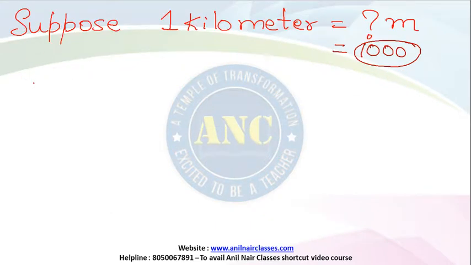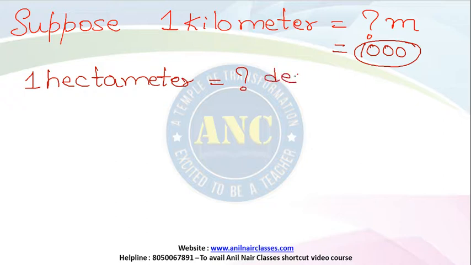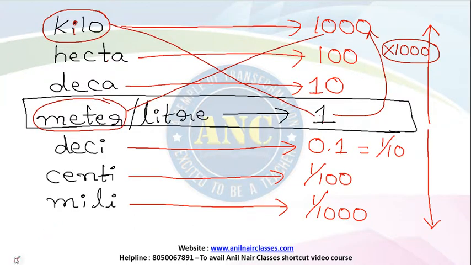Suppose one more example. I want to convert hectameter into decameter. 1 hectameter is equal to how much decameter? This is my simple question for my students. Now take those two parameters and then simplify. Very simple. 1 hectameter is equal to how much decameter?